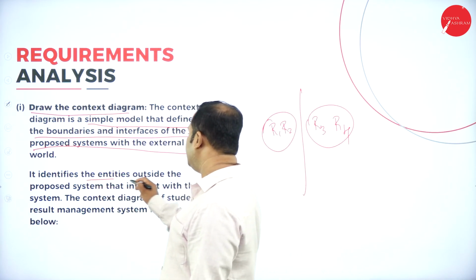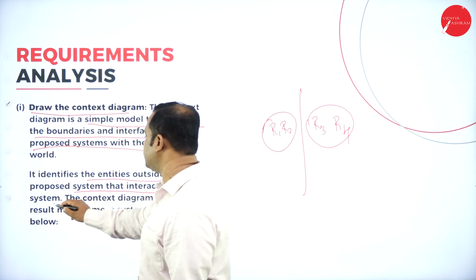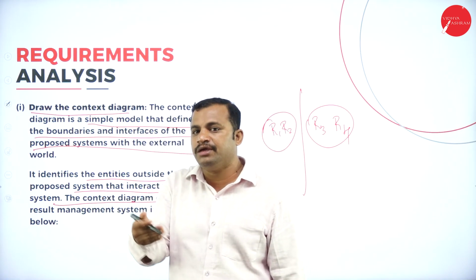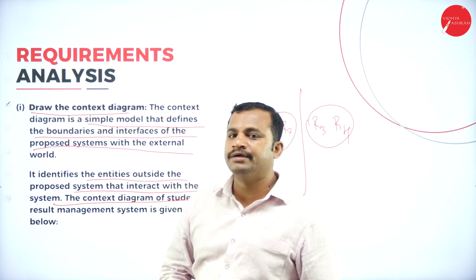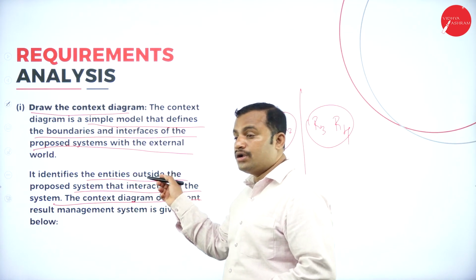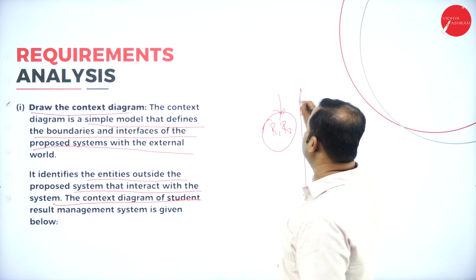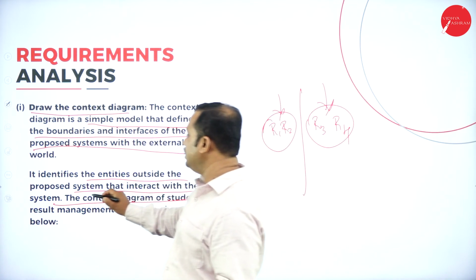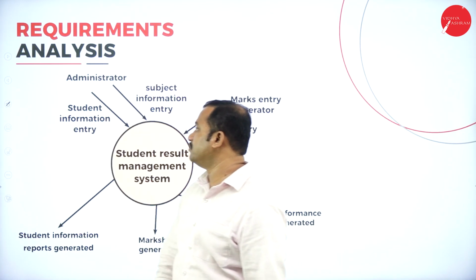It defines the entities outside the proposed system that interact with the system. That is, when a user wants to give some information or enter some data to the system, that is called external data. That external data is going to interact with the internal system. So this internal system interaction is given by the context diagram.